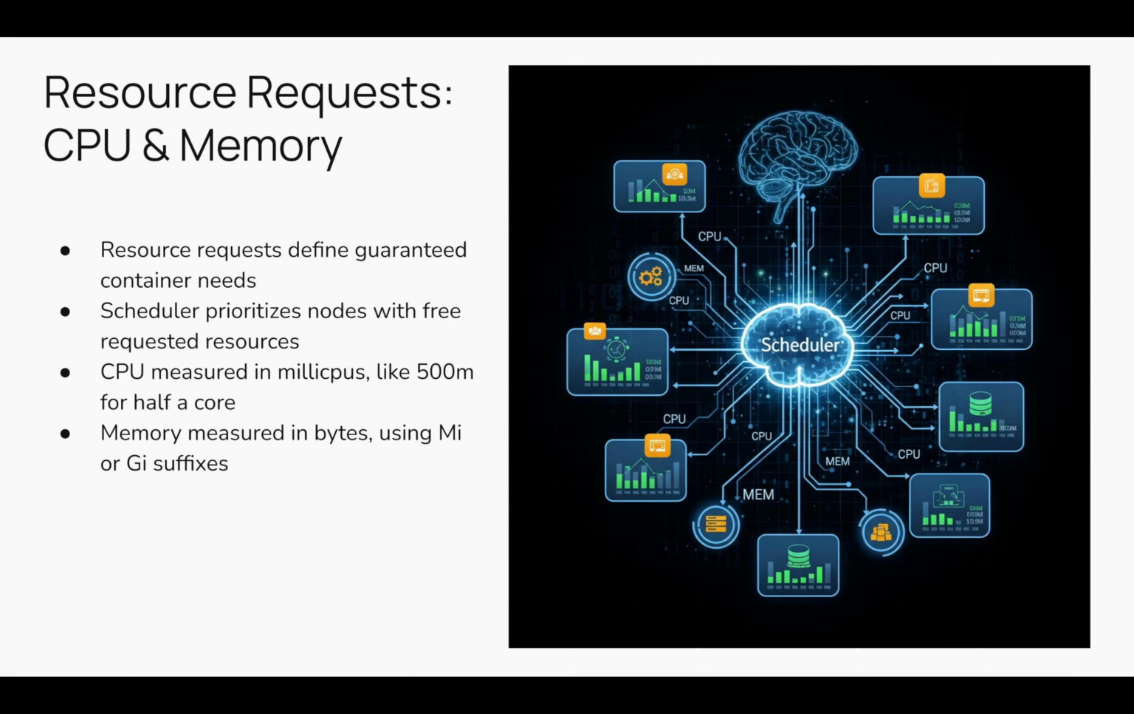CPU is measured in milli-CPUs or millicores, written as a number with an m. So 500 millicores is half of a CPU core, and 1000 millicores is one full core. Memory is measured in bytes, typically using suffixes like Mi for mebibytes or Gi for gibibytes.